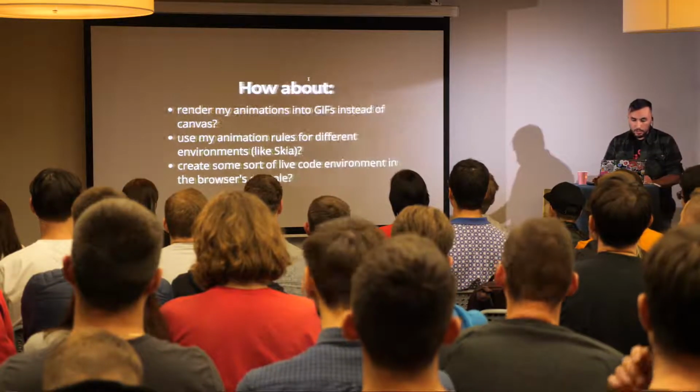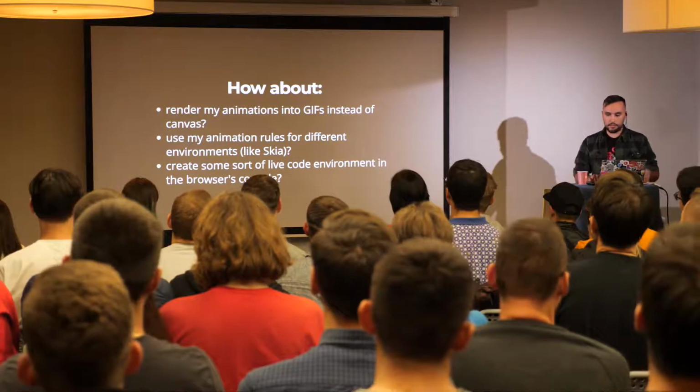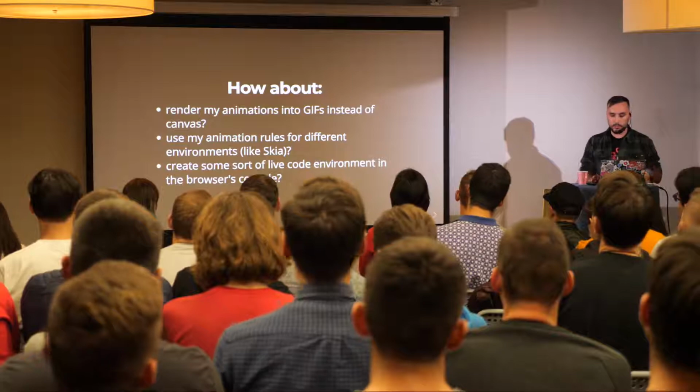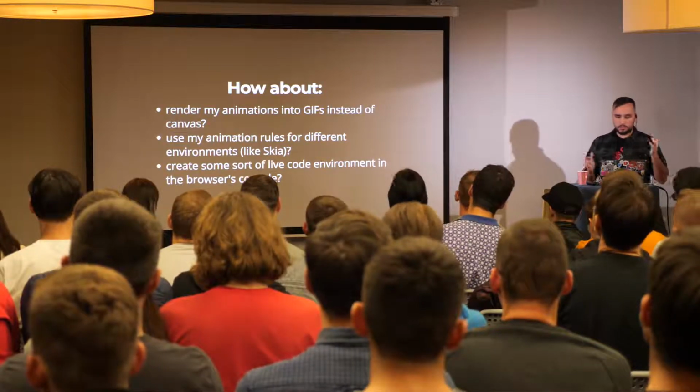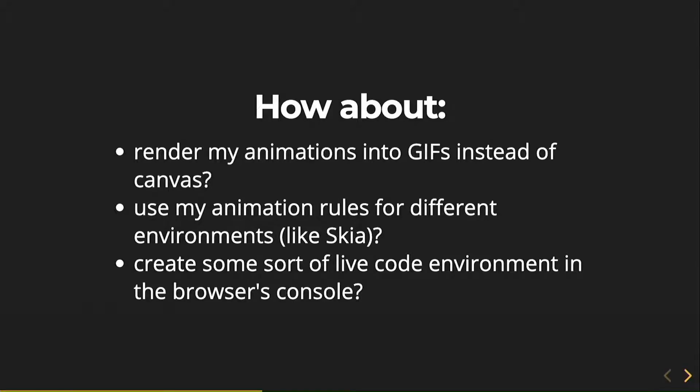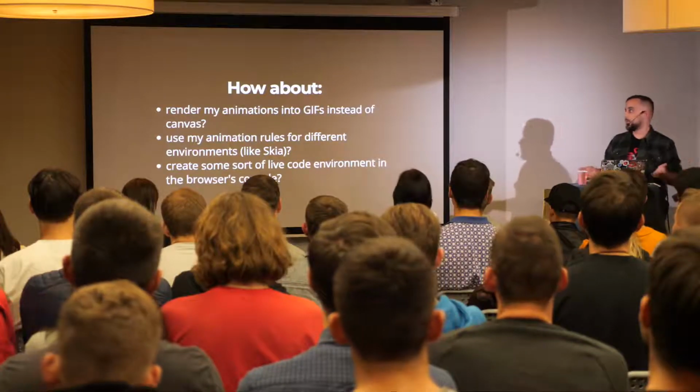Also, when you start to experiment, you start with some crazy ideas. What if I want to render it into GIFs, or you want to try different environments? You heard that Skia was ported to WebAssembly, so this API is also enabled in your browser. What if you want to create a live coding experience inside your console? So how to do that? That means that you really have to separate the description of your animation from its execution.